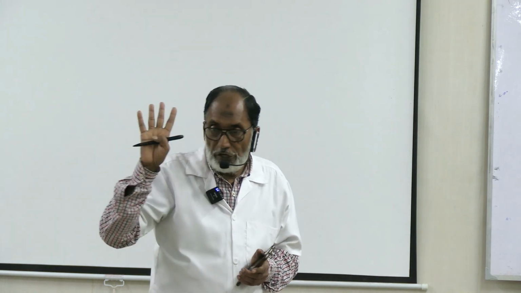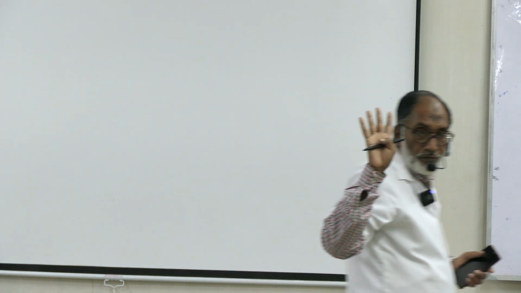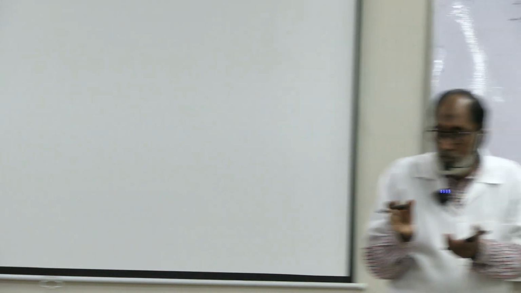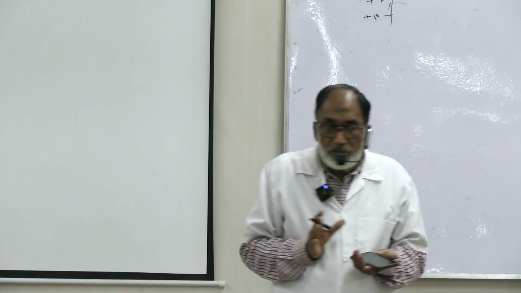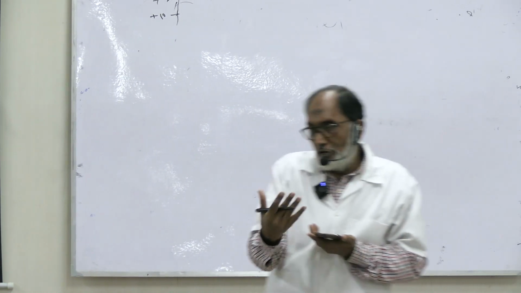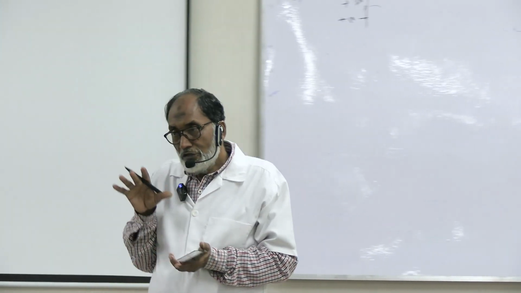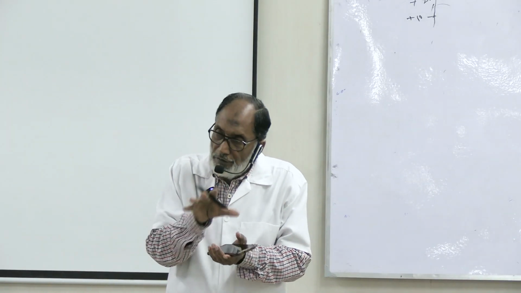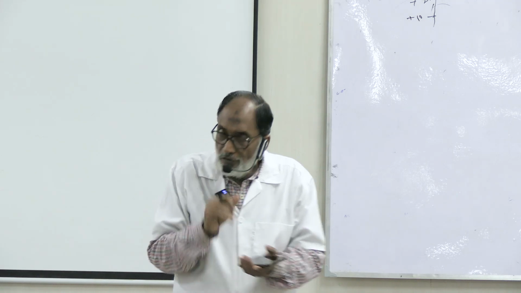You know that the atrium lies dorsally to the ventricle. If you see the adult heart, where lies the atrium? Dorsally. And in front of the atrium lies the ventricle.